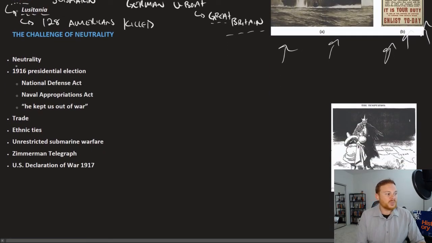Now again, President Woodrow Wilson's position was neutrality. He does not want the United States to get involved in this war because the U.S. isn't really directly involved. However, during the 1916 presidential election, Wilson knows that his chances of winning aren't great. And so even though he remains neutral, he does pass 2 laws that allow for preparation, right? Just in case.